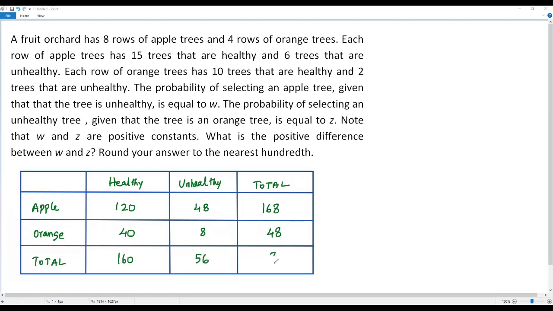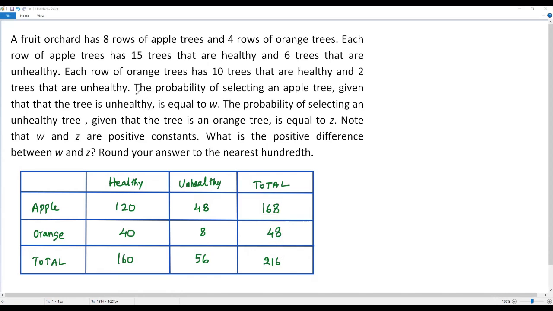Now to get the total number of all trees, we have to add either these two values or these two values. In both cases, we'll get the same result. When I add 160 and 56, I am getting 216. Even when I add 168 and 48, I am getting the same total. So there are 216 trees in total.